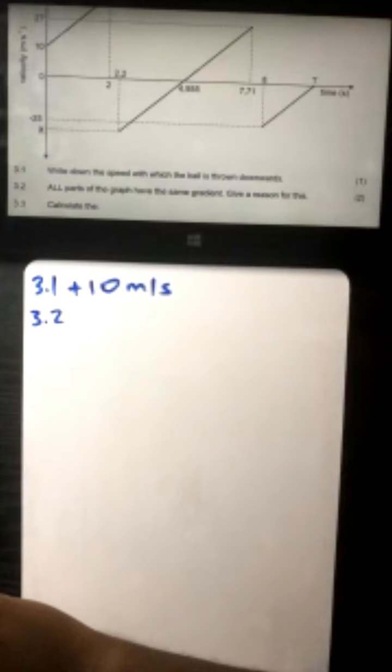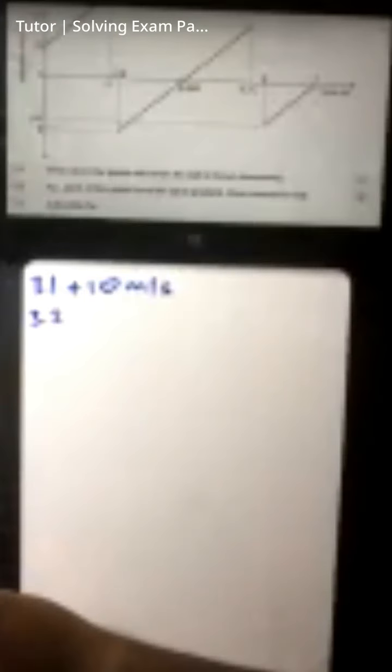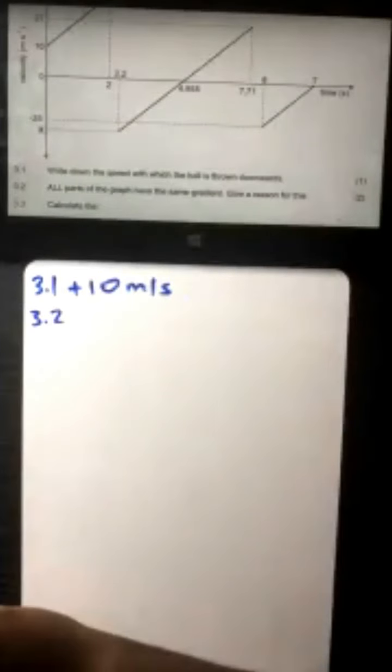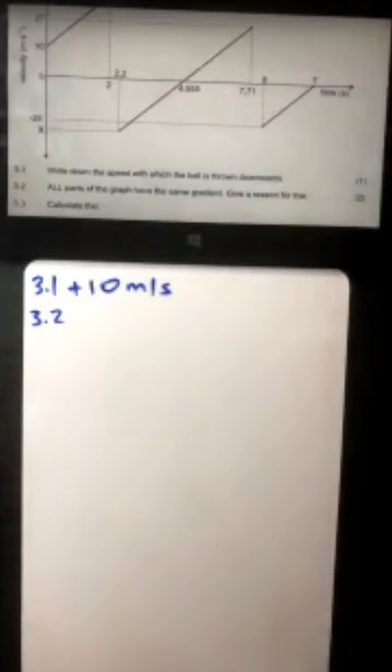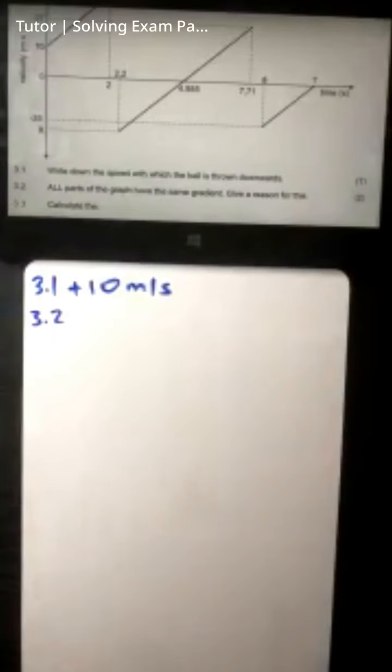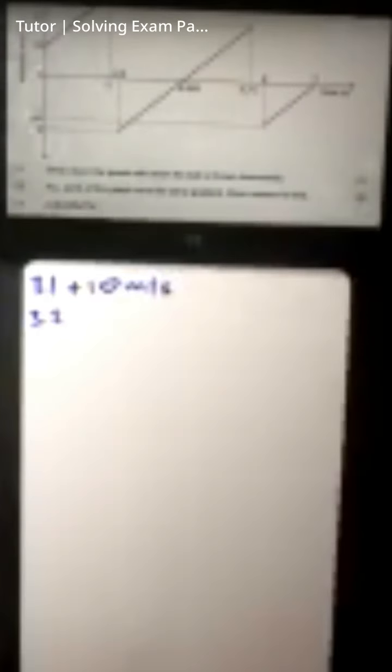Can you read that question for me again, please? The connection is poor this side. Connection is poor, but I just wanted to check if you also agree that the speed with which the ball is thrown downwards is 10 meters per second. Yes, 10 meters per second. Okay, great. So now let's move to question 3.2.